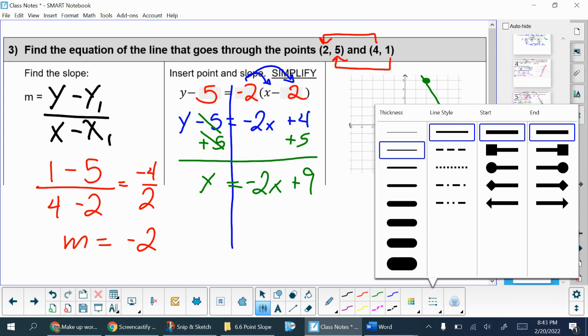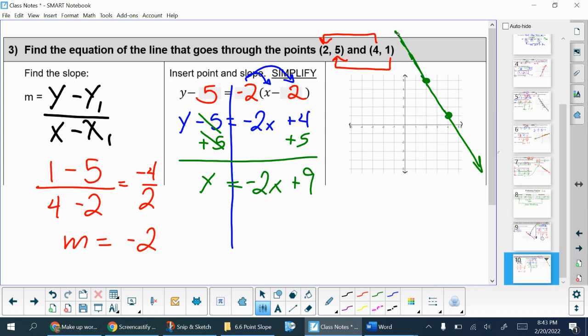I'll have to make that look a little bit better. So 5, 6, 7, 8, 9, something like that. But again, if you have those 2 points, go ahead and graph them. That'll tell you enough to have your line too.